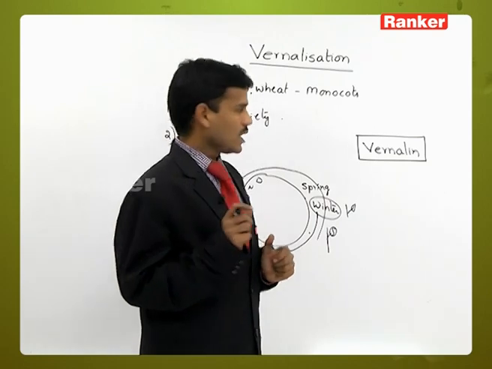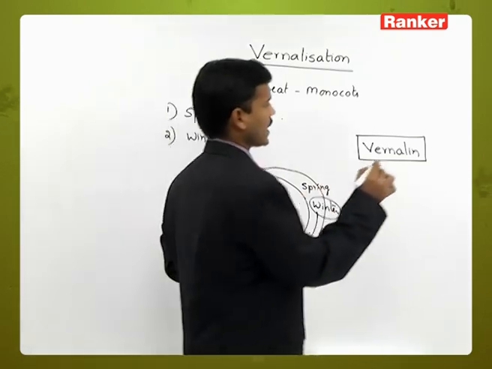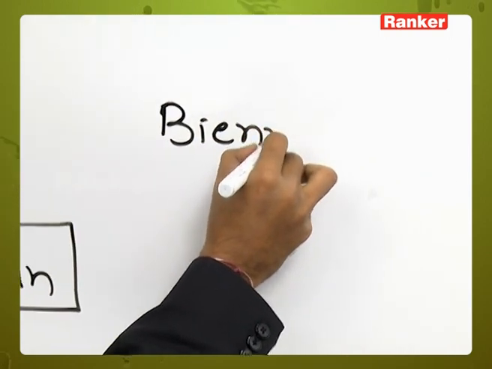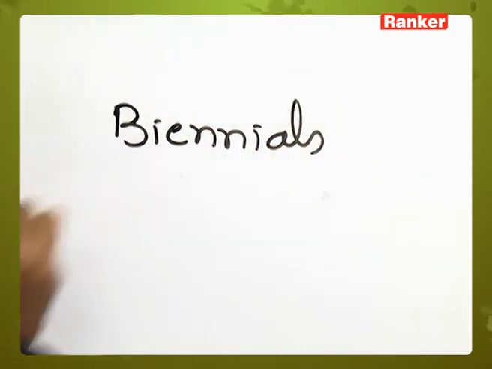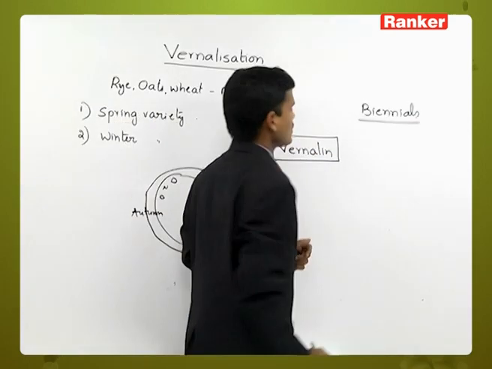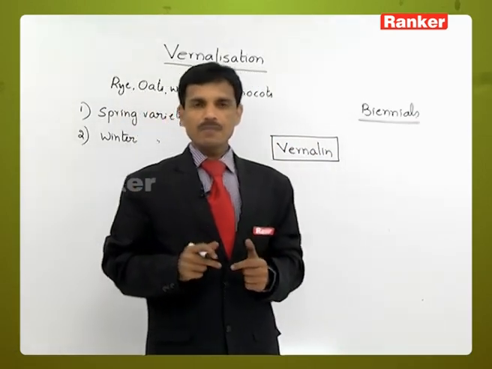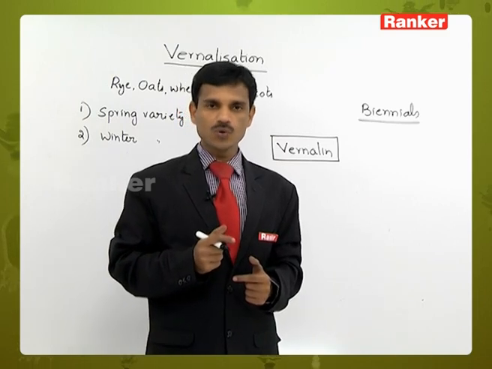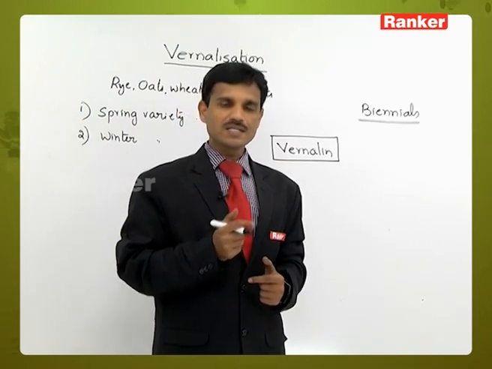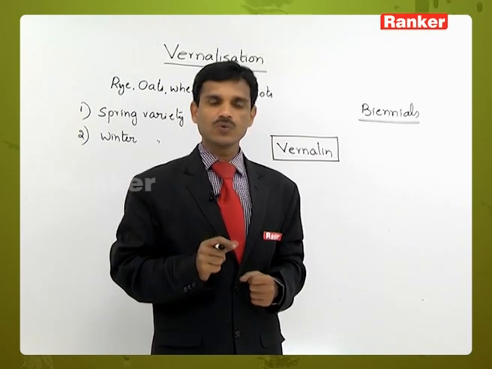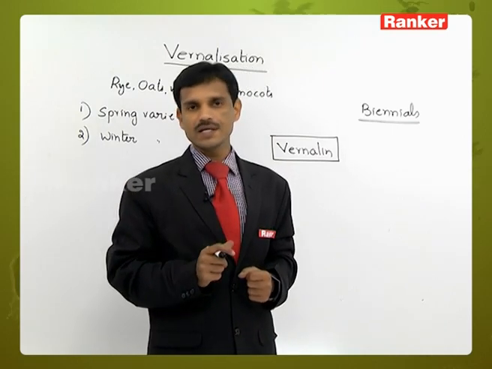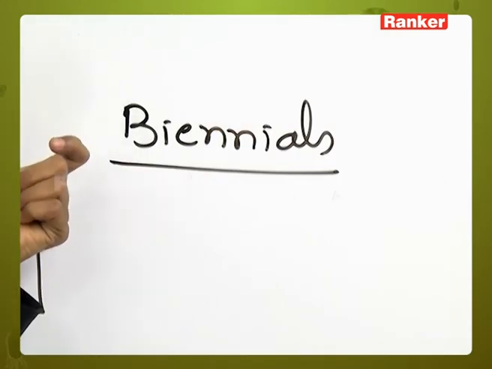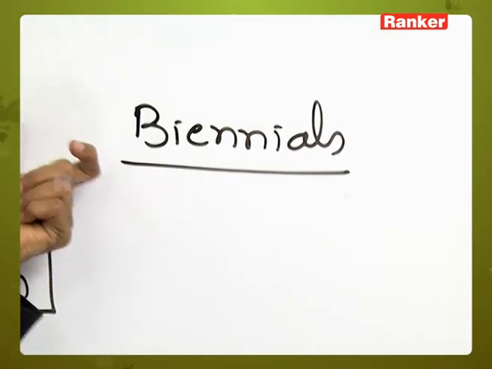And some other varieties are there: biennial plants. Biennials complete their life cycle within 2 years. In the first year they show completely vegetative growth. In the second year the reproductive growth, flowering, fruiting and seed setting, takes place. So they complete their life cycle within 2 years.